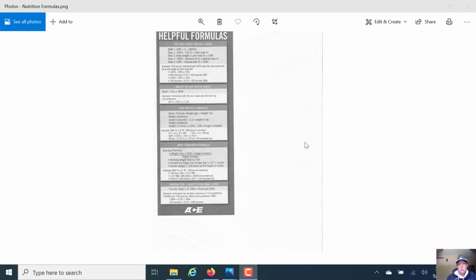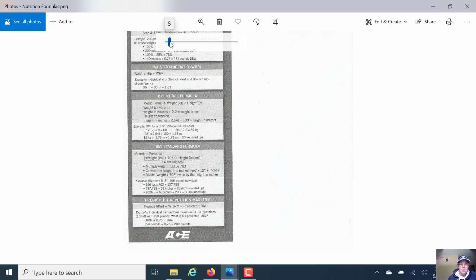So the first page of your helpful formulas, you can see here, talks about desired body weight. So DBW, desired body weight. The formula for desired body weight is lean body weight, which is LBW, divided by 1 minus the desired body fat percentage. So really, if you look at the example, I'm going to make this a little bit bigger.